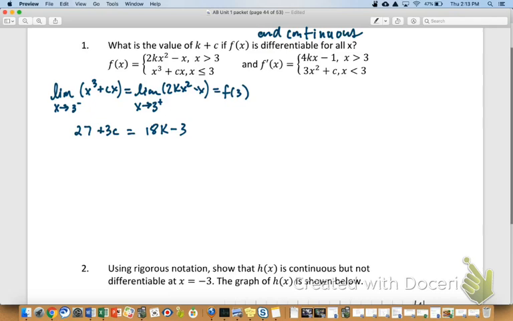I'd love to solve that equation. Why can't I? 2 variables. So what am I going to need? Another equation. Where do you think I'm going to get that other equation from? The differentiability stuff, right? The other one, right?